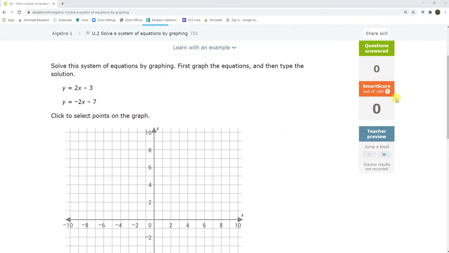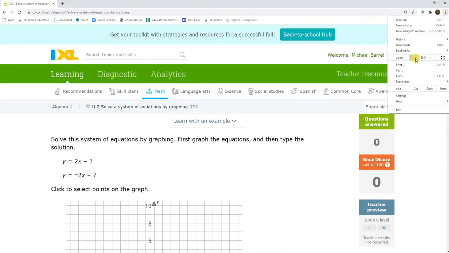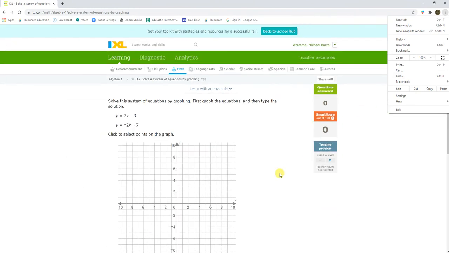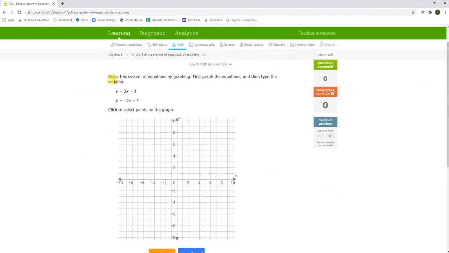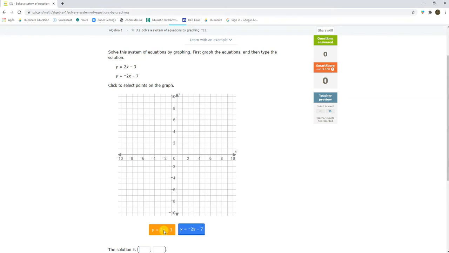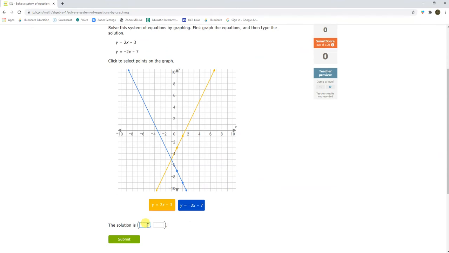Hey, it's Mr. Barr, and I need to solve this system by graphing. Both these equations are in slope-intercept form, so let's start with the orange equation. I start at -3, and I go up 2 over 1. On the blue equation, I start at -7, and I go down 2 over 1, and everything crosses right here at -1, -5.